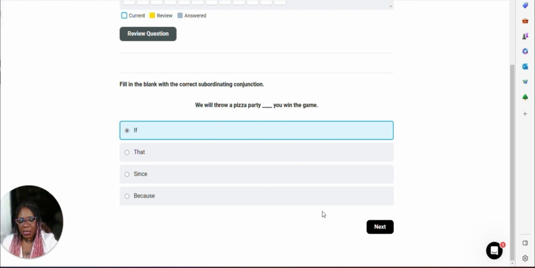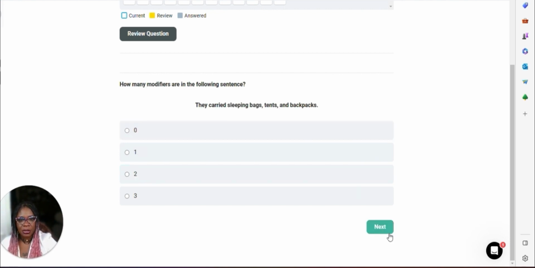And that's because the word if signifies the beginning of a dependent clause and is the only conjunction that makes sense in this sentence. So sometimes you just got to go with what makes sense, right? So the answer for this one is going to be if. And let's move on to our next question.